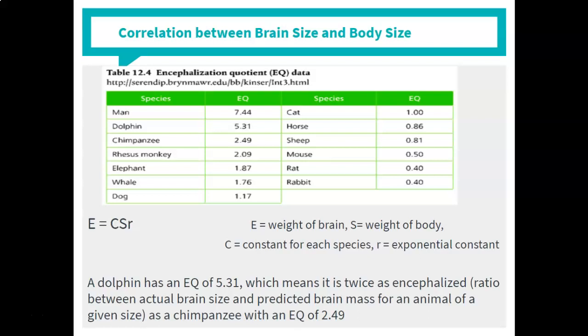I don't know why I struggled so much with that word. Basically, what encephalized means is the ratio between the actual brain size and predicted brain mass for an animal of that given size. So the dolphin is twice as much encephalized as a chimpanzee based on their EQ. Okay, and you can see that because 2.49 is about half of 5.31. So based on their size, this is the number that they would get. You don't really need to know much about this except that body size to brain weight doesn't really have a big correlation.